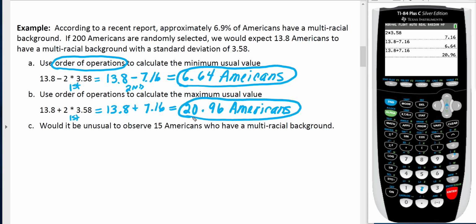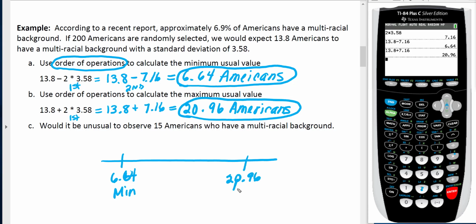It says, would it be unusual to observe 15 Americans who have a multiracial background? Well, let's draw a scale here. 6.64 would be the minimum usual value. The maximum usual value would be 20.96 Americans. So this would be the maximum. 15 Americans would fall between those two numbers.